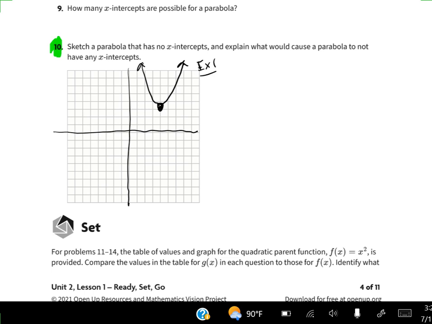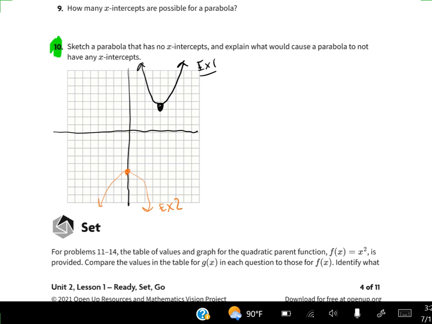Or we can have a parabola with a vertex below the x-axis. Let's say it's right around here, below the x-axis, and have it open down. So there are infinitely many parabolas that don't have any x-intercepts, but those are the qualifications that we need in order for that to happen. There are lots of different ways that we could do this, but typically you're looking for a parabola with a vertex above the x-axis that opens up, or below the x-axis that opens down.